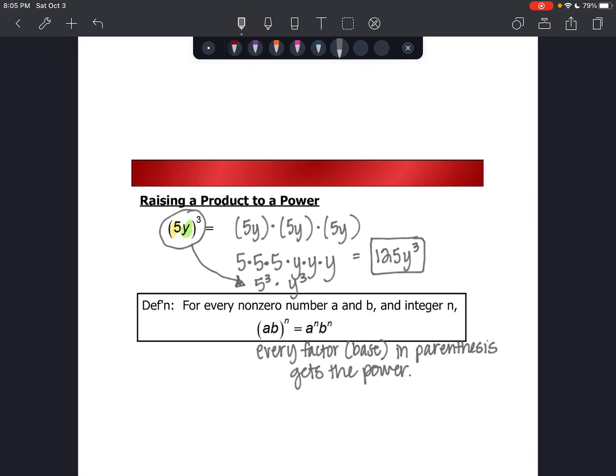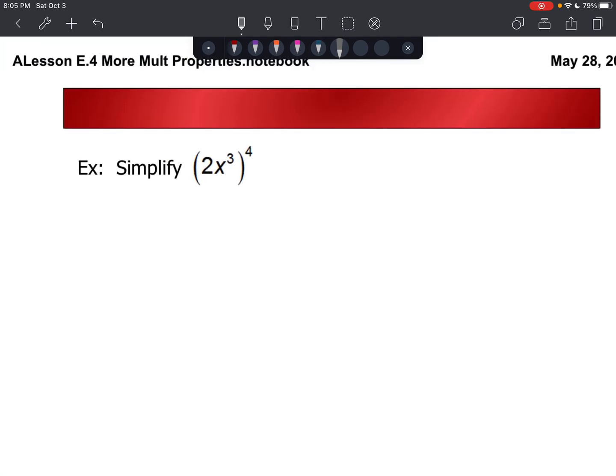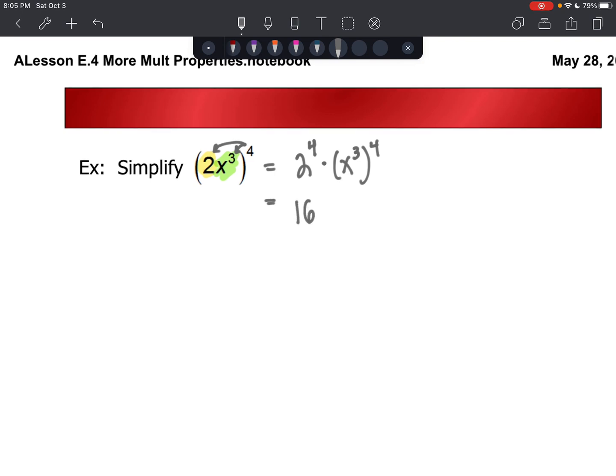So I think I've got a few examples where hopefully you'll be able to catch on pretty quickly. We've got 2x cubed. Highlighters really help. 2 is a factor, x cubed is a factor. That means the base of 2 is going to get the 4th power, and the base of x cubed is going to get the 4th power. So both bases get the 4th power. 2 to the 4th is 16, and x cubed raised to the 4th power is x to the 12th power. So our answer is 16x to the 12th.